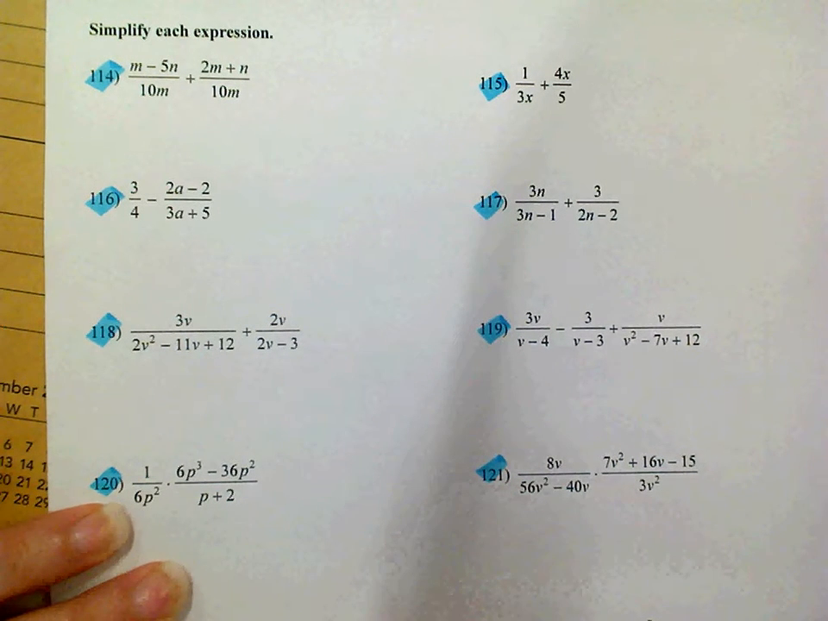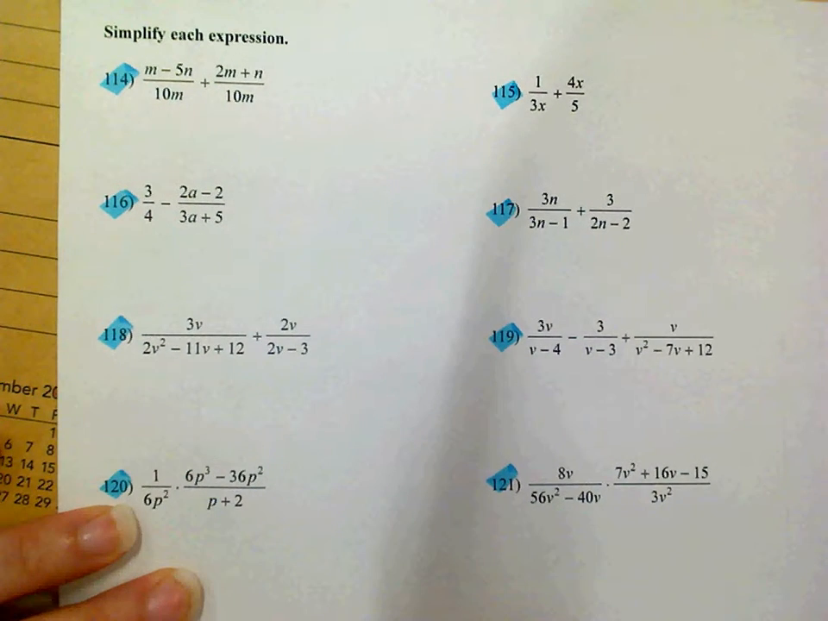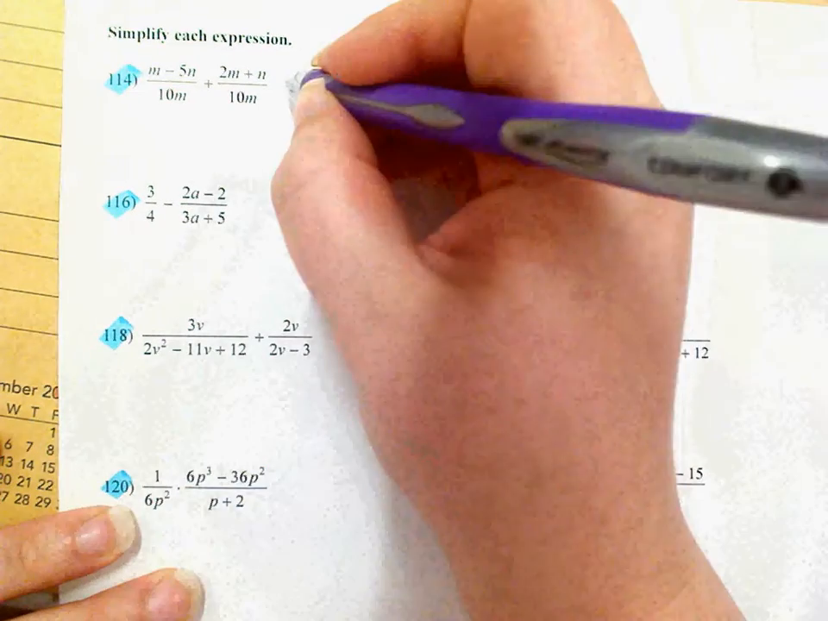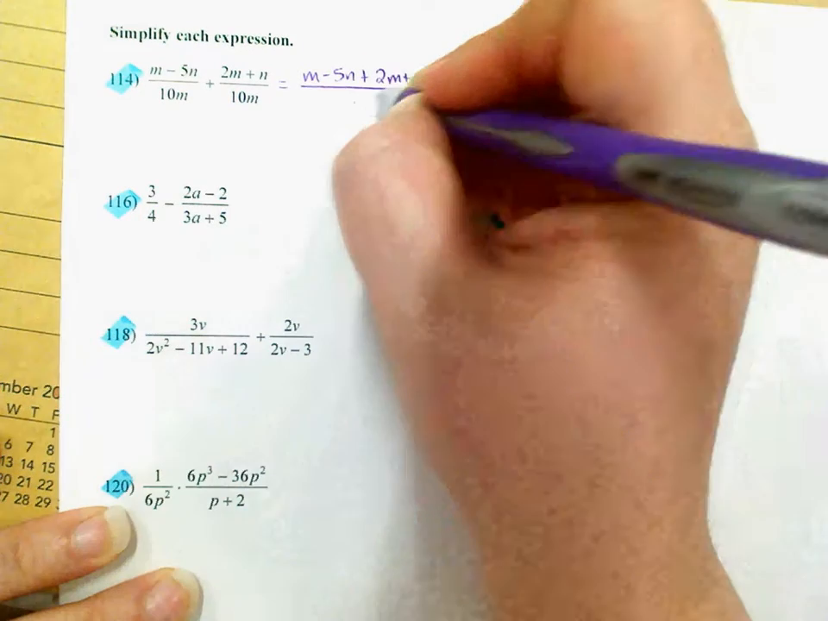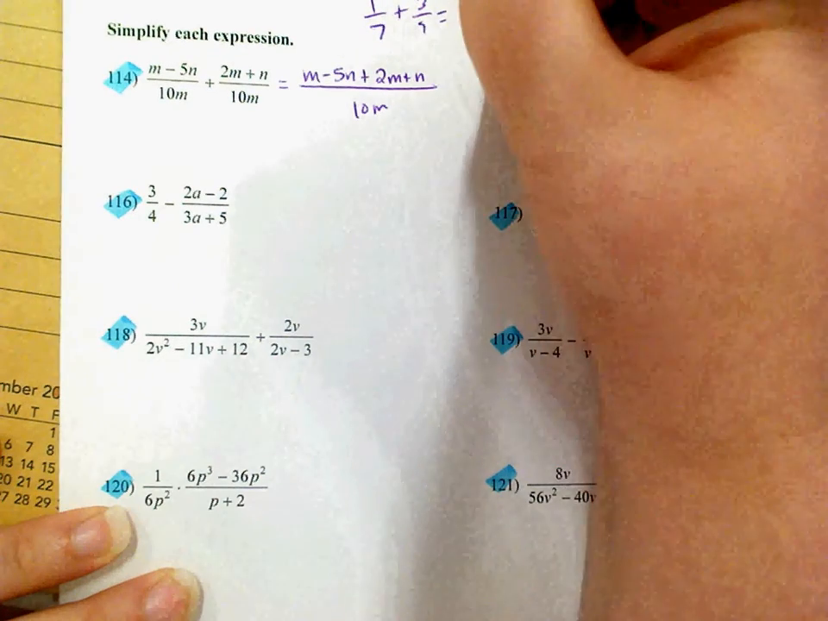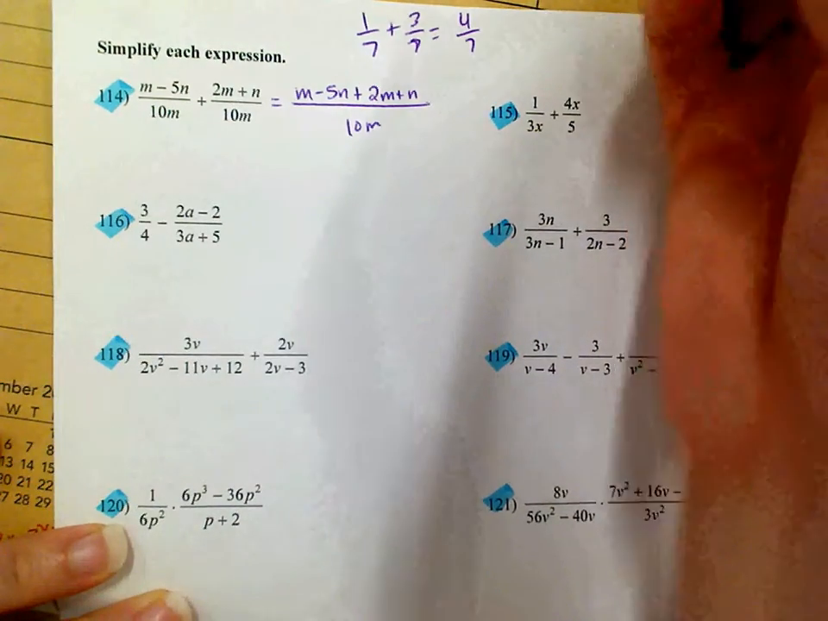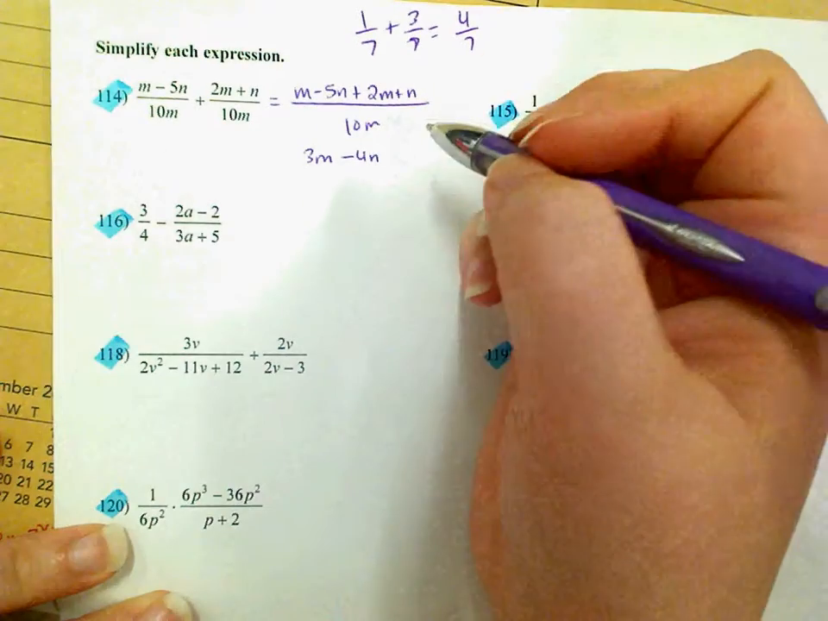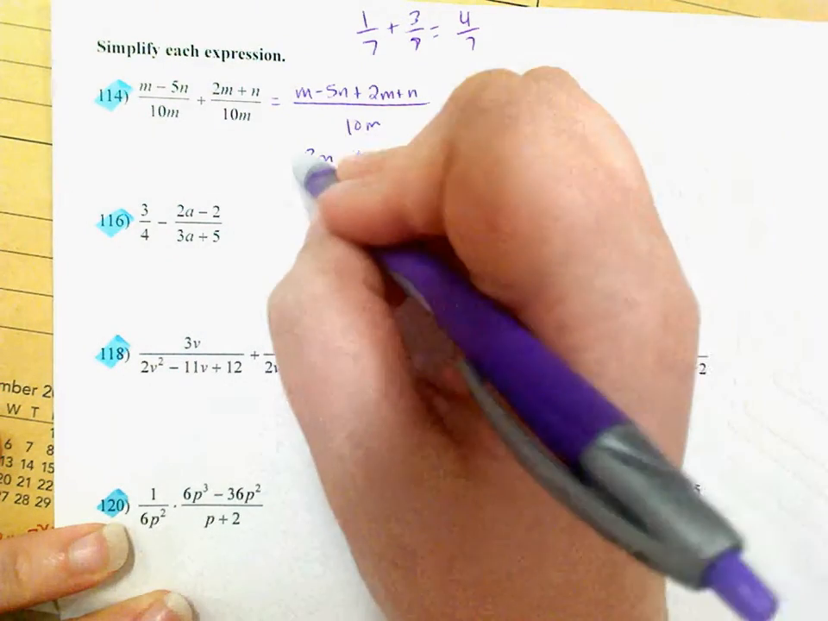So on 114, as far as adding and subtracting fractions, the only way you can add or subtract fractions is if you have a common denominator, and they already do have a common denominator, so I can just combine their numerators. So it's really just m minus 5n plus 2m plus n over 10m. So remember, anytime I have a fraction like 1/7 plus 3/7, it's just 4/7. So you add the numerators, but you leave the denominator the same, okay? So this is really just 3m minus 4n, because you combine the negative 5n and the 1n, divided by 10m. I cannot cancel out the m's because I'm subtracting this right here. Only if it's complete multiplication can I do that.